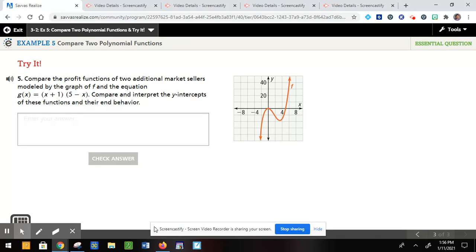So same thing's happening here. You've got a graph and a separate function, and you're going to compare and interpret the y-intercepts and the end behaviors of those graphs. All right, so why don't you pause it, consider that, and then come back and check my answers.